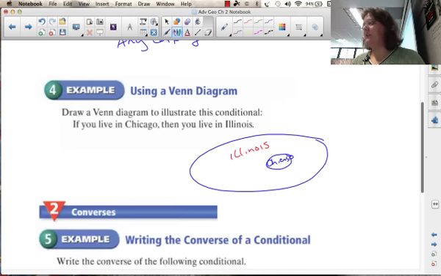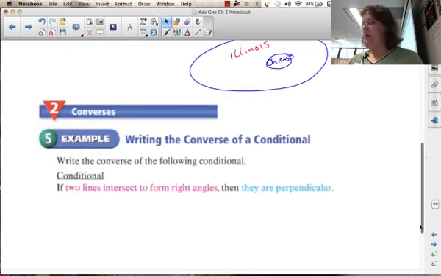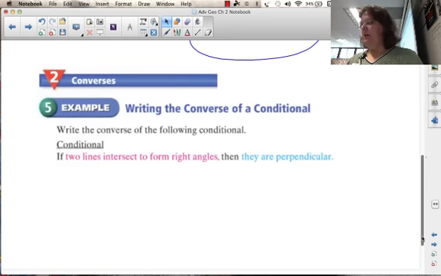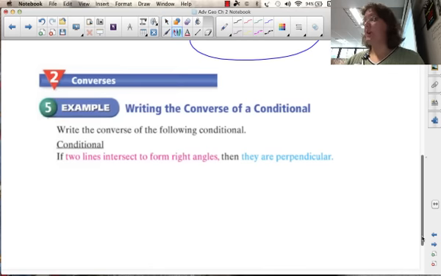We can also look at things like, does it always have to be true? Is it sometimes true? Things like that, and we can combine different Venn diagrams and illustrations. Okay. Converse. So the converse of a conditional statement is when you switch the hypothesis and conclusion.